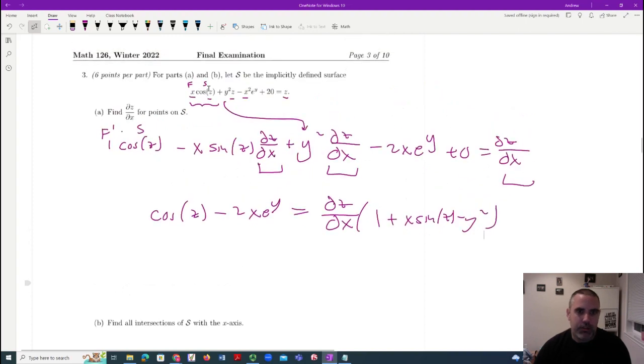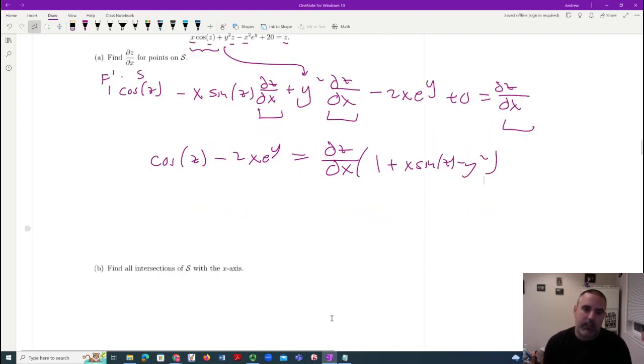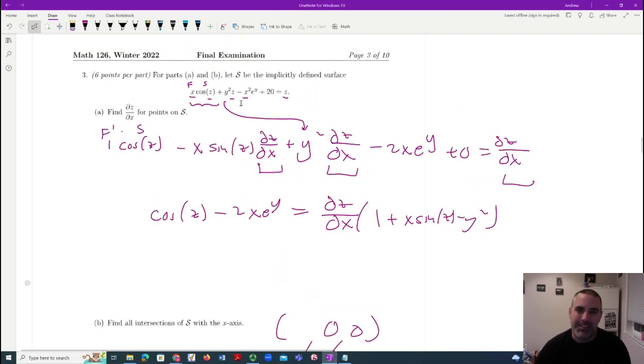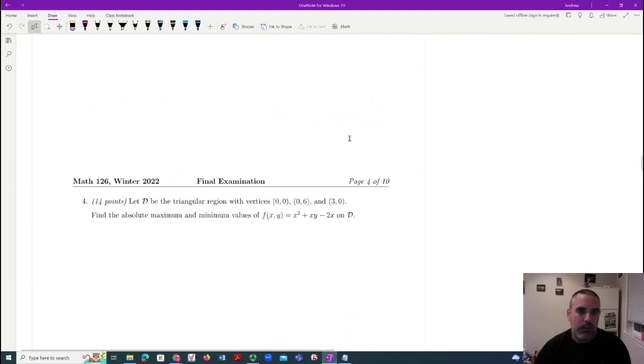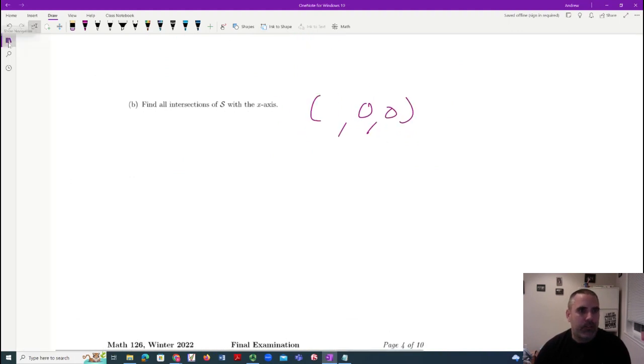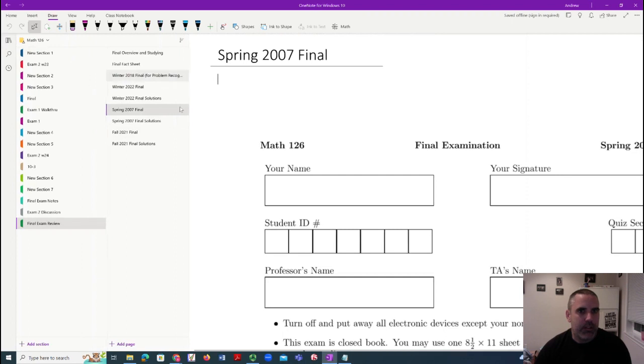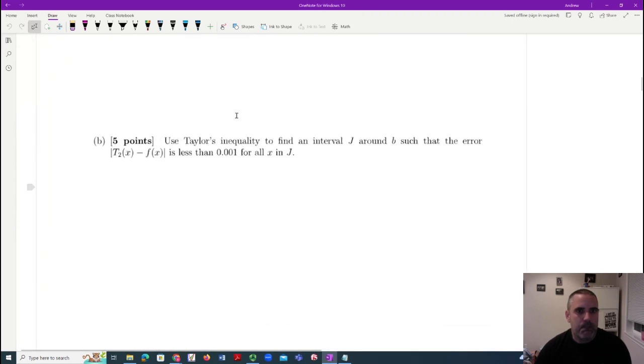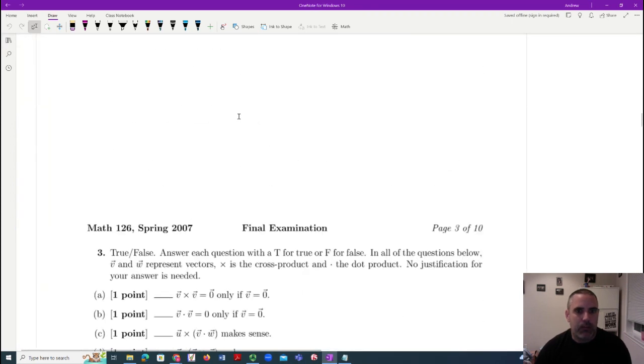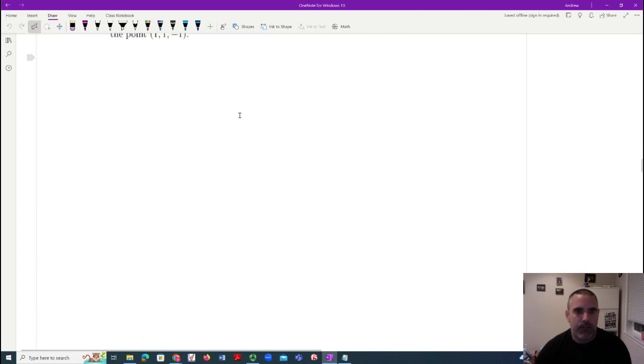Find all intersections of this with the x-axis. If you're on the x-axis, then two of your components are 0. So it's saying when is yz 0? All right, let's look. Where are the line and plane questions? Let's go to spring 2007. Back then we used to ask the Taylor series first.